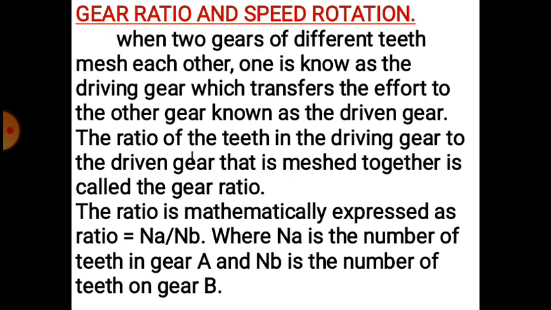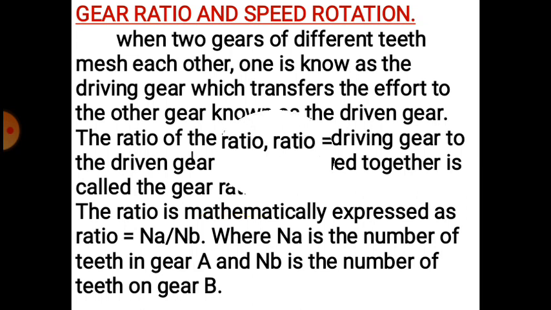Now let's see what is gear ratio and speed rotation. When two gears of different teeth mesh with each other, one is known as the driving gear. We transfer the effort to the other gear known as the driven gear. The ratio of the teeth in the driving gear to the driven gear that is meshed together is called gear ratio. The ratio is mathematically expressed as ratio equals NA over NB, where NA is the number of teeth in gear A and NB is the number of teeth on gear B.